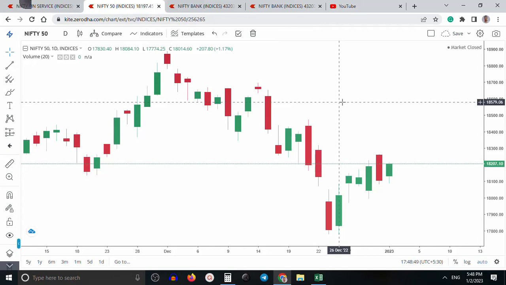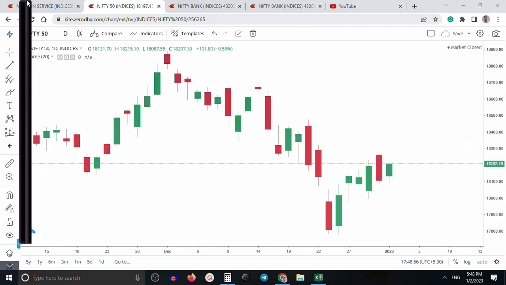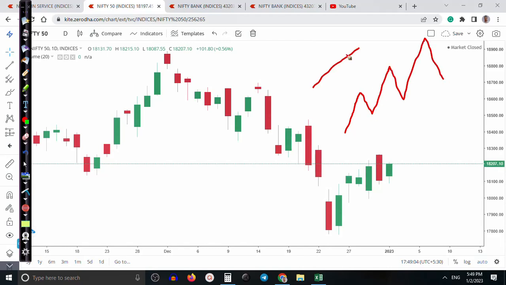Let me explain this one. It's a purely price action method. So basically, what is the price action method? Price action method means price goes up, pulls back, goes up, pulls back, goes up, pulls back. Price is running in an uptrend. And when the price goes down, pulls back, goes down, pulls back, goes down, we identify that the trend is running in a downtrend.